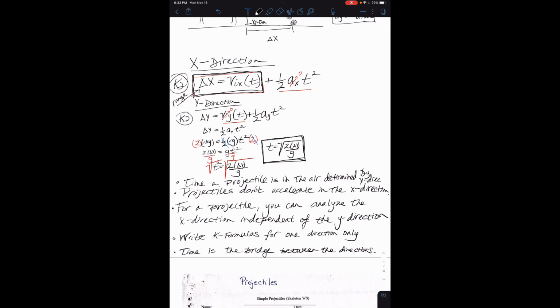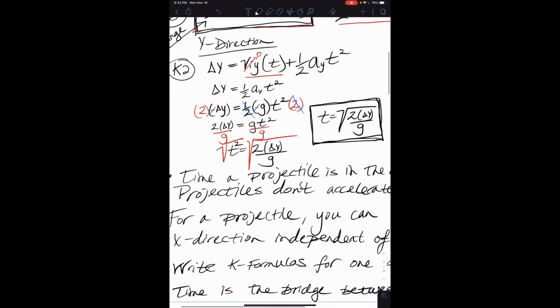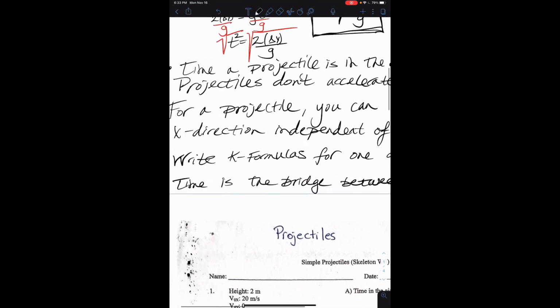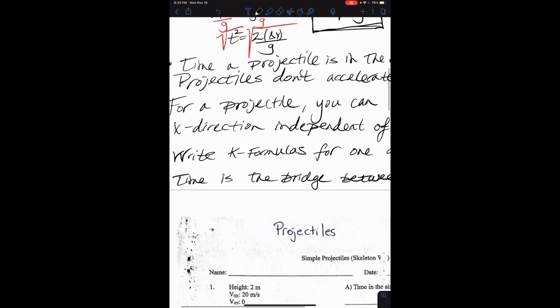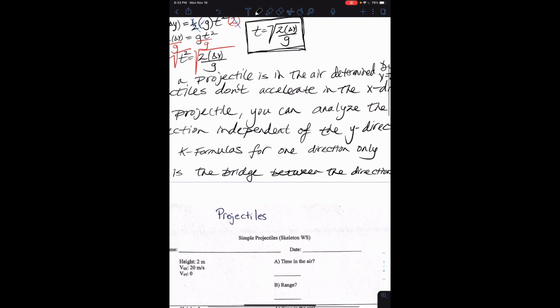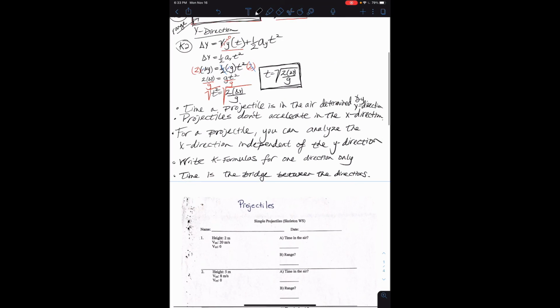Hopefully you can see that. It's getting a little tough to read. Time a projectile is in the air is determined by the y direction. All right, so hopefully you can read all those statements. I know I wrote them and they're kind of small, but I'll try and bring them up throughout the videos as we work on things.